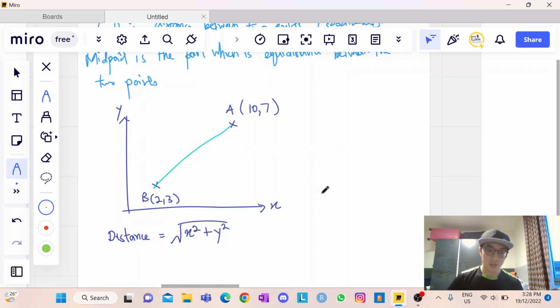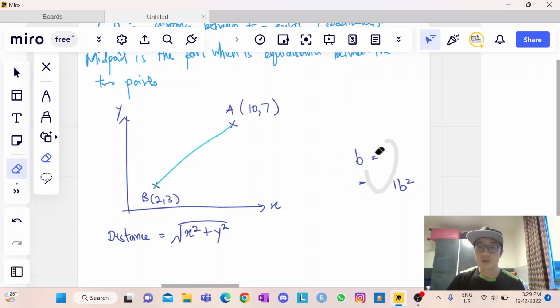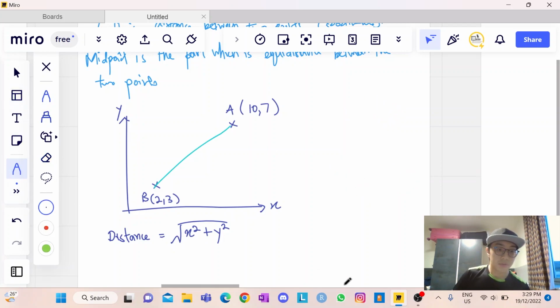Or if you know Pythagoras theorem, then you will know something like a squared plus b squared is equals to c squared. All right, something like this. And then if you are to look for c, this is c, this is a, this is b. You want to look for c, which is the length, then you would be given the square root of a squared plus b squared, something like that. Similar. So this is the general formula of a distance.